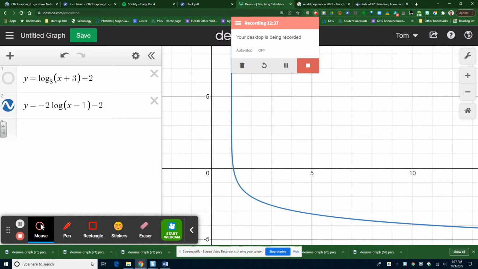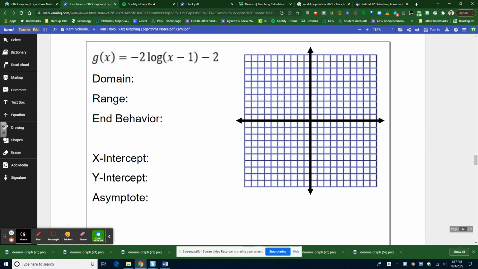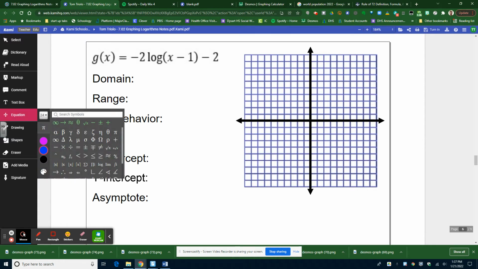Okay, so looking at the graph, I can see that this is flipped because of the negative right here. It's going to change a few things. Not a lot, just a couple things. Range is still negative infinity to positive infinity.